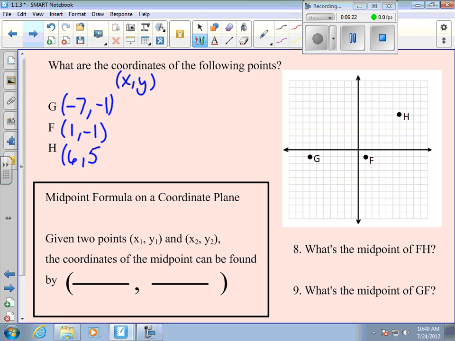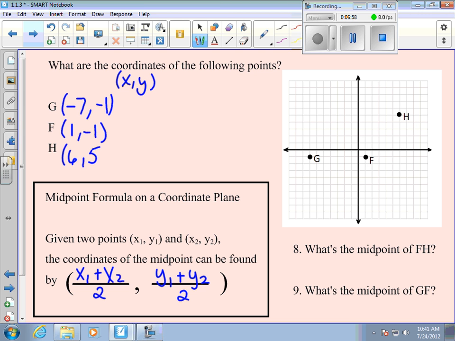All right, so the midpoint formula on a coordinate plane is similar but slightly different than our midpoint of a segment. Here we're going to be talking about both x and y. Our formula for our x's is going to be x1 plus x2 divided by 2, and we're going to use the same thing for our y's, except we're going to have y1 plus y2 divided by 2. All right, so let's go ahead and do problem 8 together, and then I'll have you guys do 9 for tomorrow. So what's the midpoint of FH?